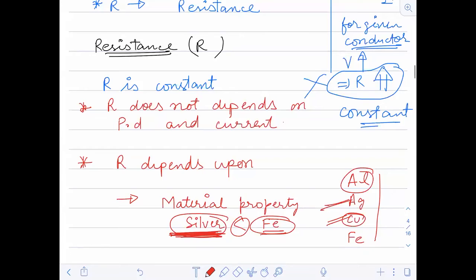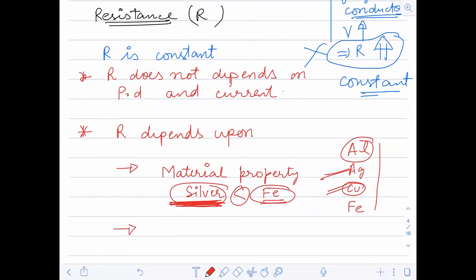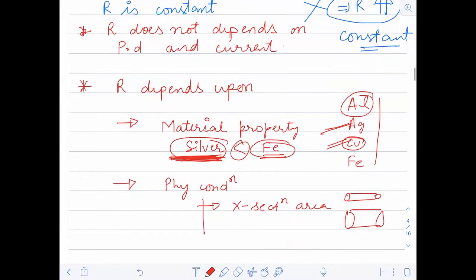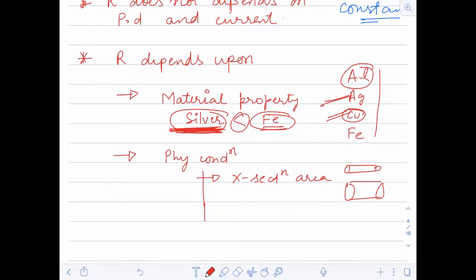This property also depends upon the physical condition. Physical condition, I mean cross-sectional area. Suppose I have a rod like this, and then I have a rod like this, then the resistance will be different. I will explain how this is different. Then length, then temperature. On all these factors the resistance will depend.